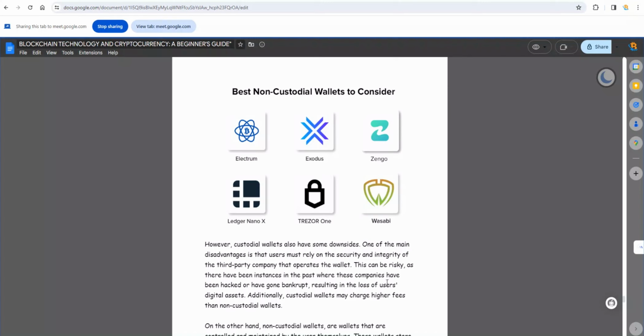Under these non-custodial wallets, we actually have hot and cold wallets. Within these non-custodial wallets, you are the master of access, you hold the master key of access to your wallet, and you have to keep it safe.